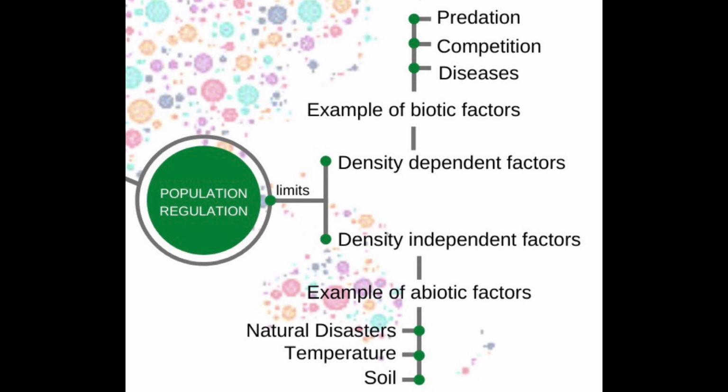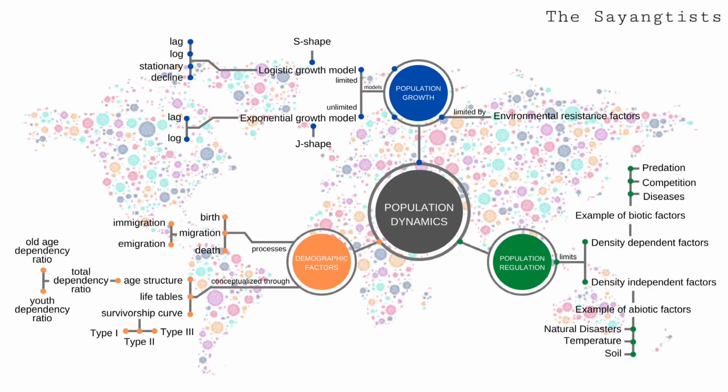This is another way to regulate the population. But unlike the density-dependent factors na nagre-rely sa galaw ng organisms against each other within a population, ito naman ay nagre-rely sa abiotic factors like natural disasters, climate, and etc. And hindi siya predictable. Again, these are the factors that affect the population dynamics.